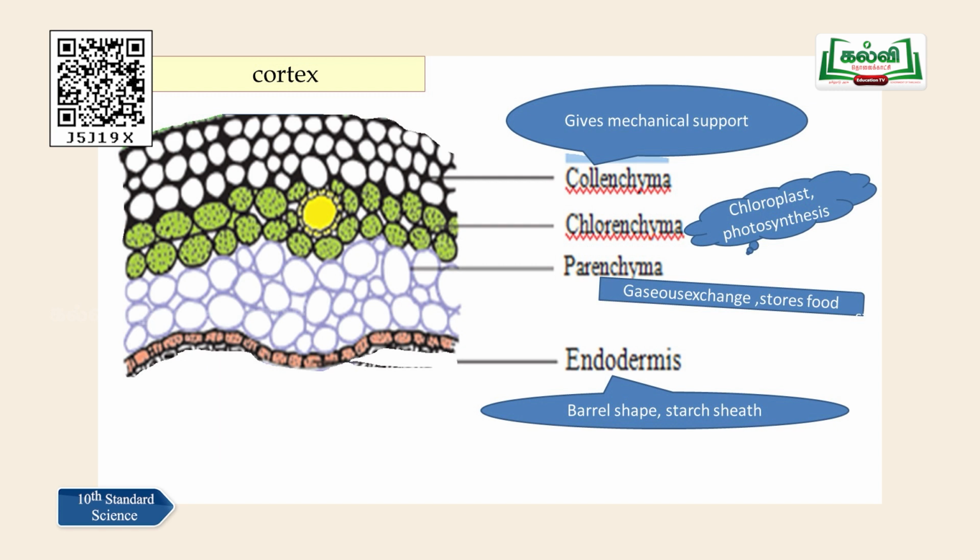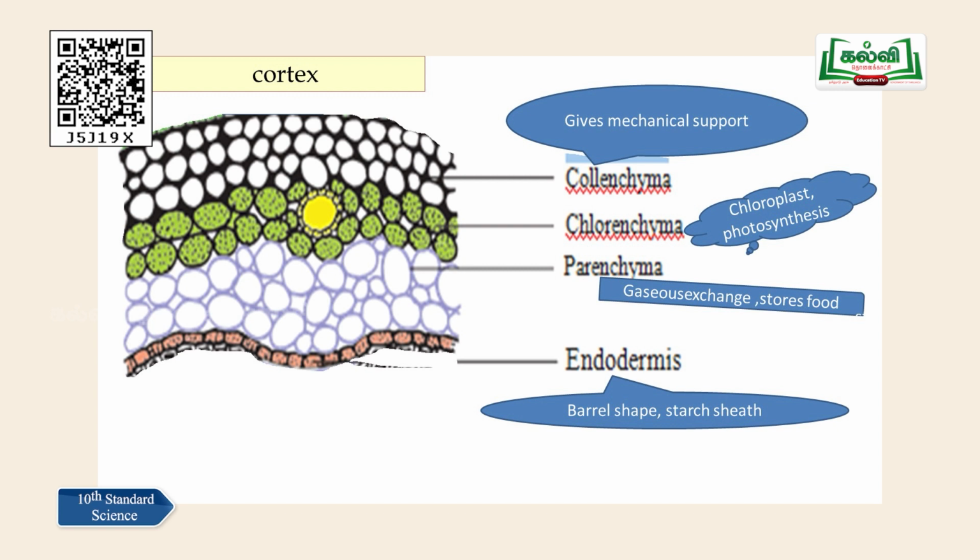Here first we saw collenchyma, which gives mechanical support, and then it is followed by chlorenchyma. The chlorenchyma largely helps in photosynthesis, and it is followed by loosely arranged parenchyma cells, where we can find very large, loosely arranged parenchyma cells with thin walls and intercellular space. Here much of the gaseous exchange takes place and they also help in storage of food.